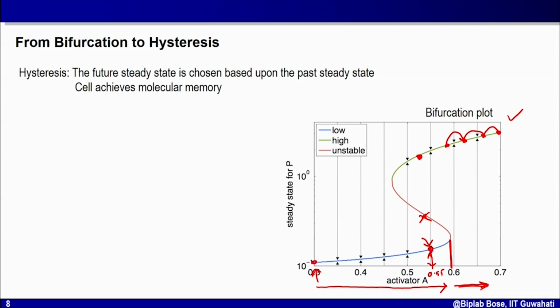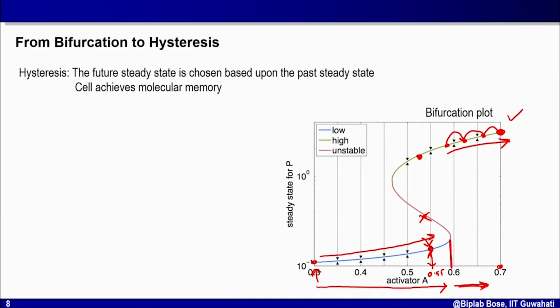So the trajectory is, initially it will move like this and then it will move like this. Now reverse the process. Suppose already the cells are at this higher steady state and the signal is also at 0.7. I reduce the signal, I change the media, or I do something so that the amount of A in the culture media decreases, so that the cells will see less amount of the activator and allow the system again to reach steady state. So where will it go?